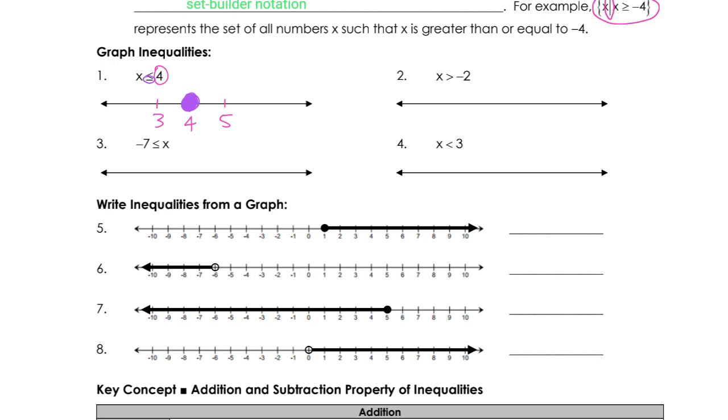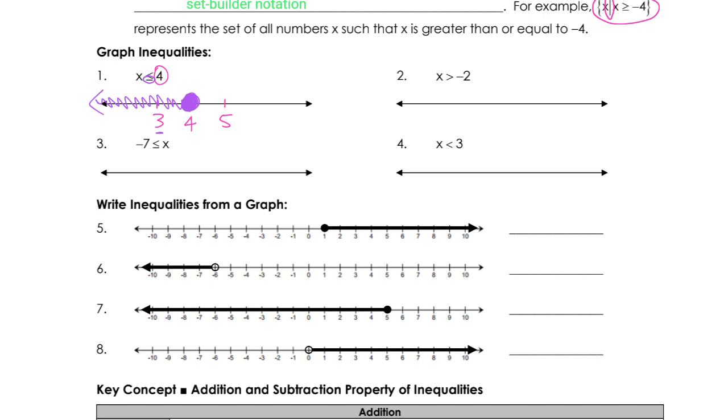So 4 is included, but we also have an entire range of answers here. If we have x is less than 4, I always ask myself, is 3 less than 4, or is 5 less than 4? In this case, 3 would be less than 4. So we shade in the direction of 3, where all of the numbers are smaller and smaller and smaller. This whole purple shaded area would be answers that satisfy this problem.